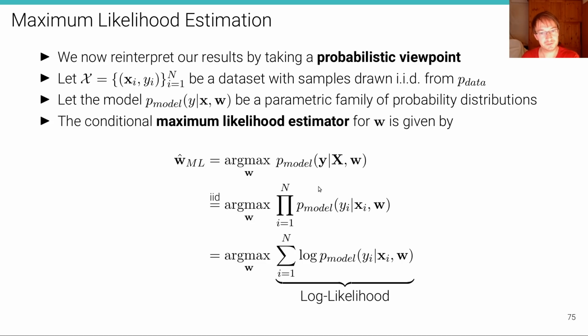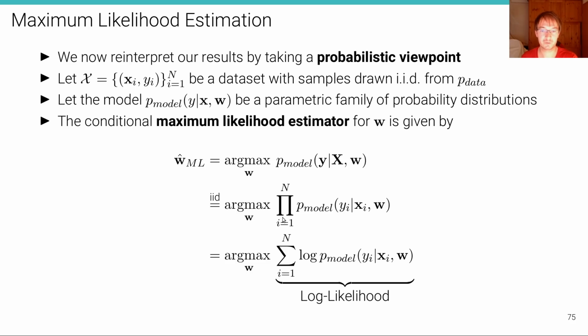Now, because we assume that this data set has been drawn IID from the data distribution, we can exploit the IID assumption such that this becomes equal to this here. So instead of the distribution over the joint of all the outcomes, we now have the product over the model distribution of the individual predictions, given an individual input xi, producing an individual prediction yi. So these are individual elements of this data set now.